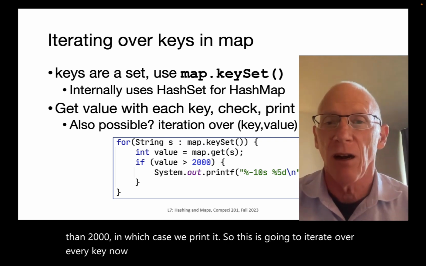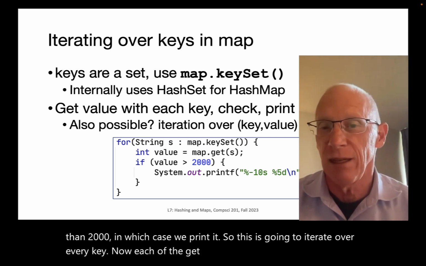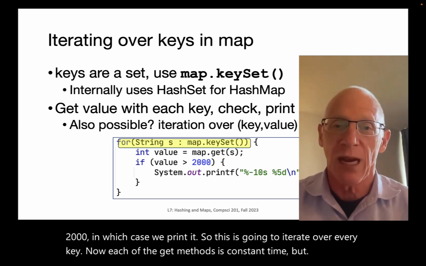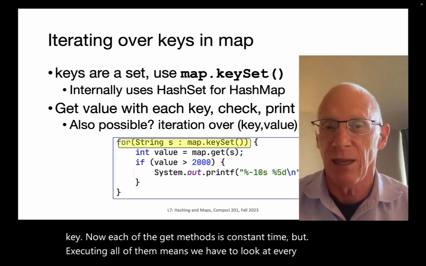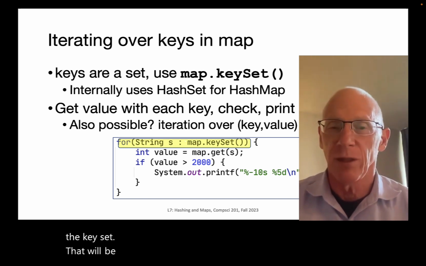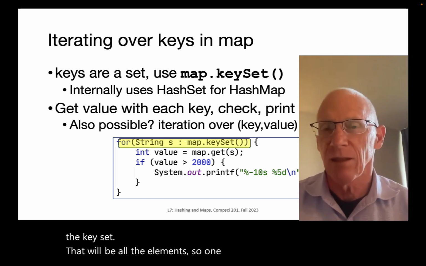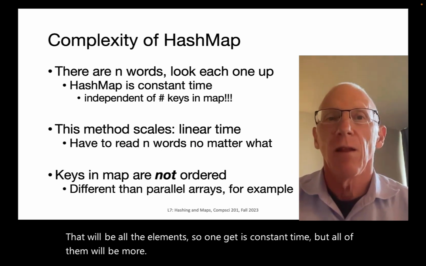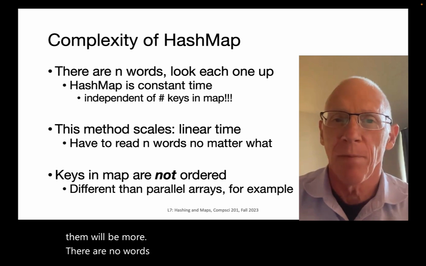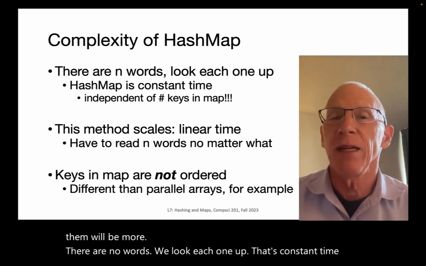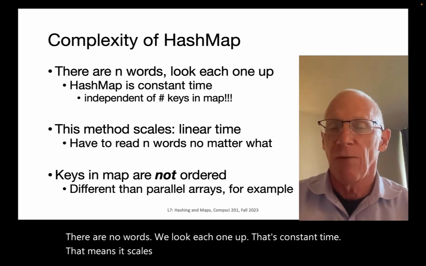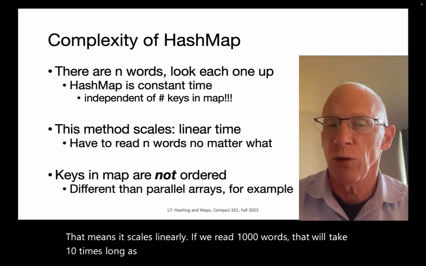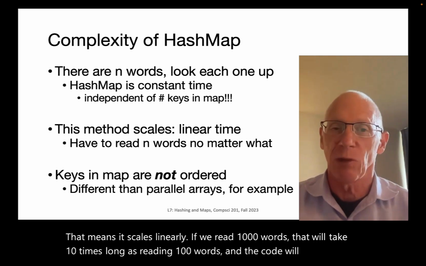Now, each of the get methods is constant time, but executing all of them means we have to look at every element in the key set. That will be all the elements. So one get is constant time, but all of them will be more. There are n words. We look each one up. That's constant time. That means it scales linearly. If we read 1,000 words, that will take 10 times as long as reading 100 words, and the code will take 10 times longer.